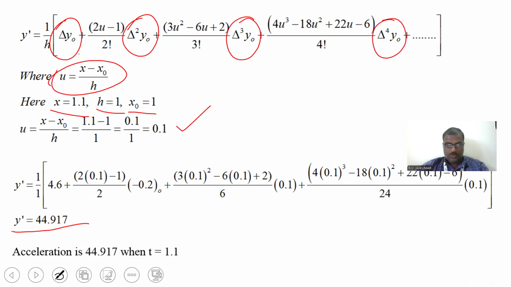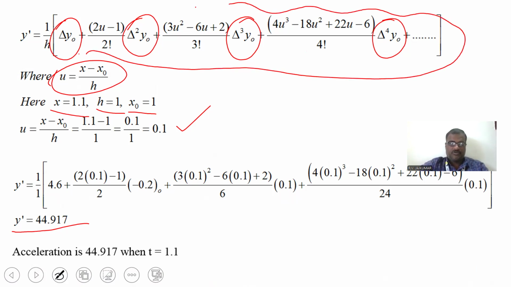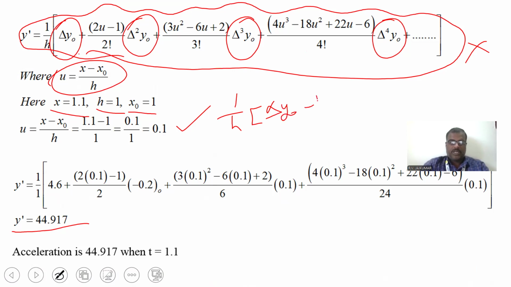The second way I have to tell you, because most of the students feel it is very difficult to memorize this formula. So they may prefer to use a formula such as 1 by h of delta y naught minus 1 by 2 delta square y naught plus 1 by 3 delta cube y naught and so on. I think this is the second formula they're asking to use.